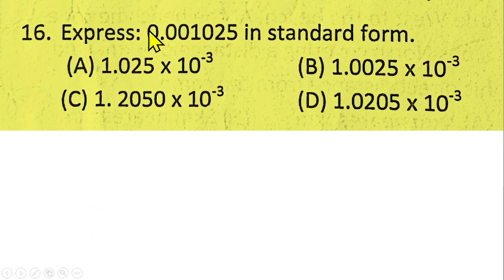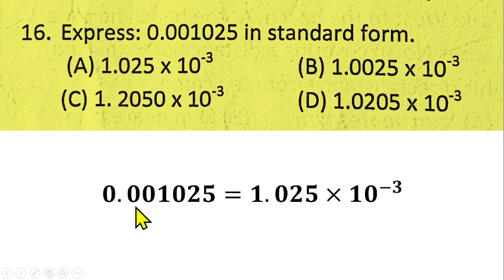Question number 16, we have to express this in standard form. It's very simple. We have to move the decimal point in between this 1 and 0. So 1, 2, 3, that gives us 1.025 times 10 raised to the power minus 3, because we are moving the decimal point to the right-hand side. So which is option A, I think.